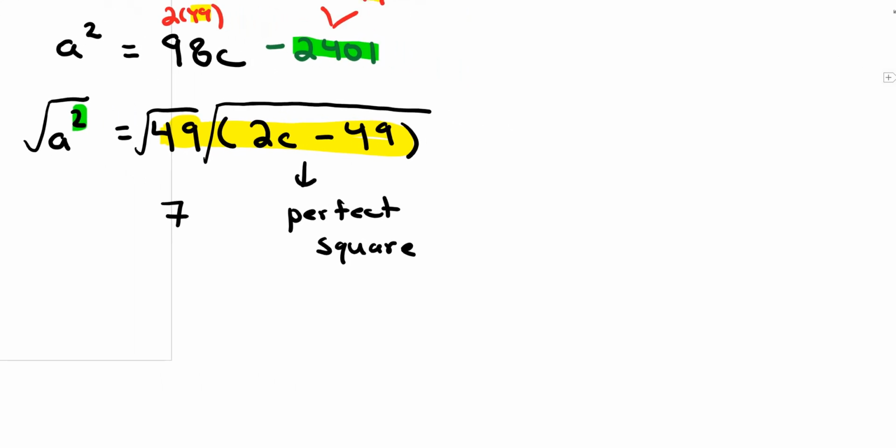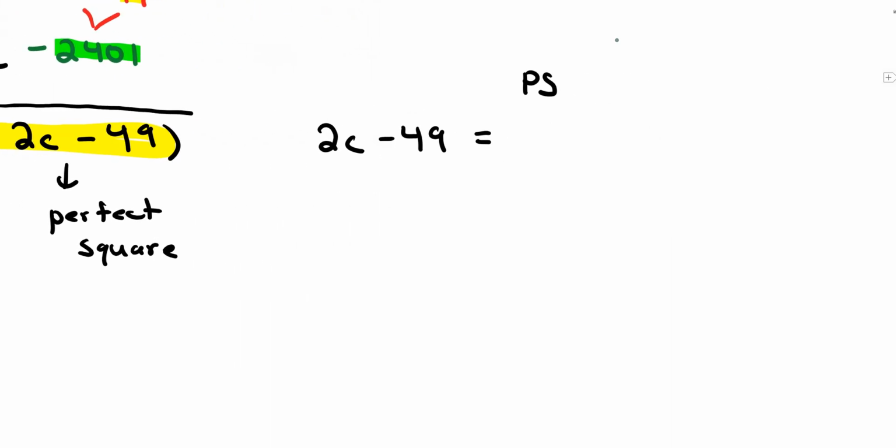So what you can do is take your 2c minus 49 and make it equal to a perfect square. All right, so what are your perfect squares out there? The first one is 1. 1 times 1 is 1, and then 2 times 2 is 4, 3 times 3 is 9, 4 times 4 is 16, and 5 times 5 is 25, right? So these are some of the perfect squares, and you want to test all of these to make sure that you get a nice integer value for c.